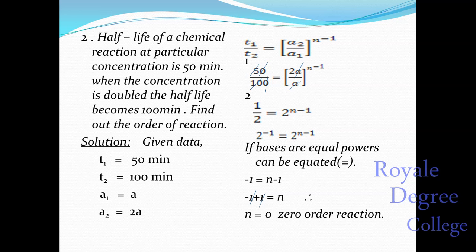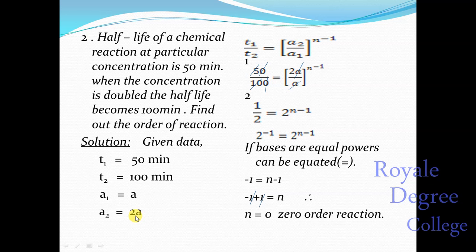When the concentration is doubled, the half-life becomes 100 minutes. Find out the order of reaction. So the given data is here. T1 is 50 minutes, T2 is 100 minutes. Initial concentration A1 is A, and the next initial concentration is doubled, so A2 value will be 2A.